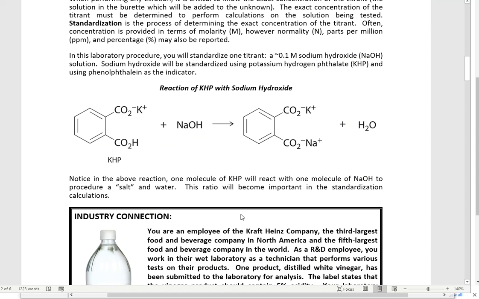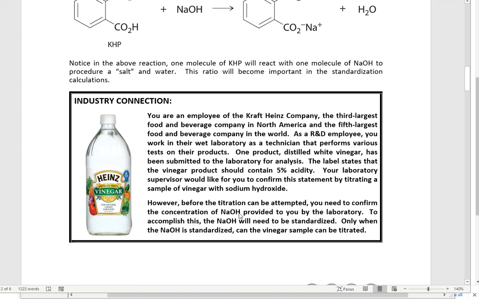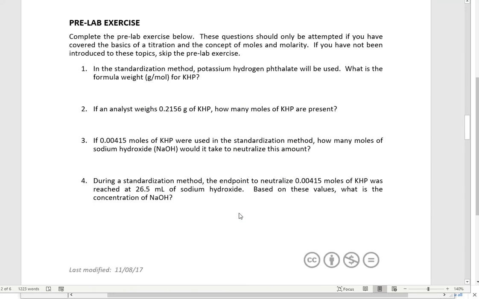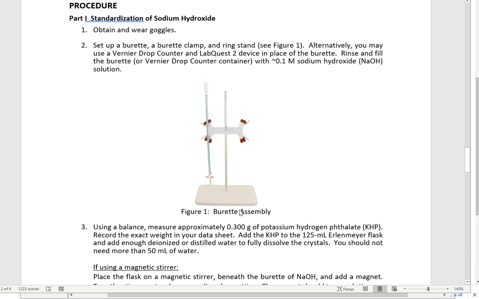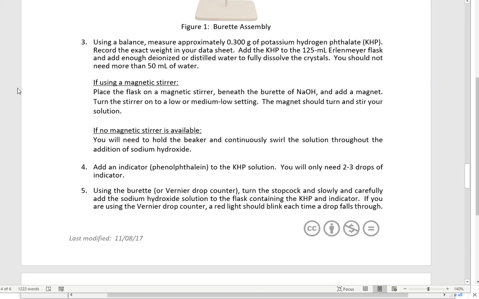All right, so there's the reaction that's happening within the lab experiment. The directions are going to start on the third or fourth page. You're going to set up a burette with a burette clamp and a ring stand, just like you did in the beginning of the semester. It says, using a balance, measure out 0.3 grams of potassium hydrogen phthalate and record the exact weight in your sheet. Please record the exact weight. There should be a fourth decimal place there because our balances do four decimal places. So make sure that you record your masses to four decimal places in your data sheet.